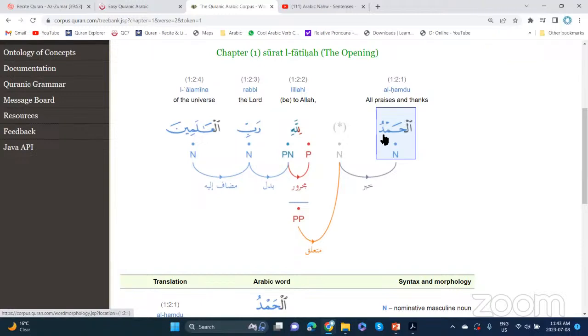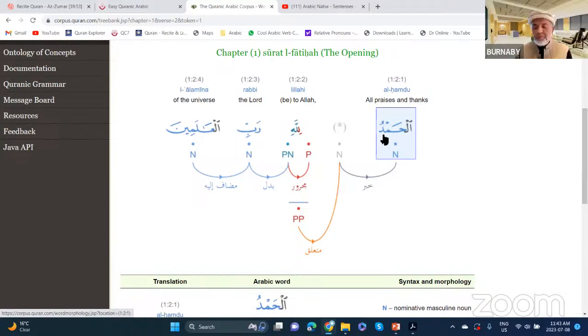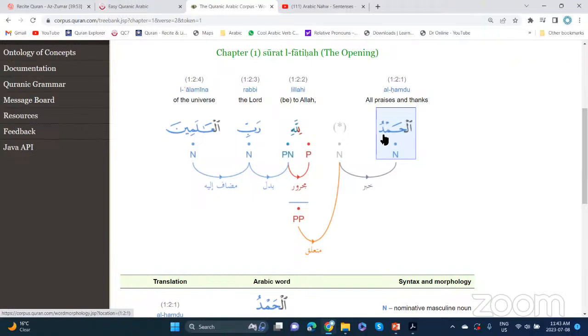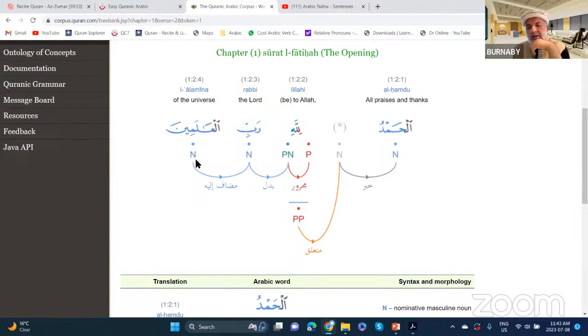Possession. No, because of the lillah. Jar. Yes. So is this a nominal sentence, by the way? Yes. Okay. Now, alhamdulillah, one thing we got that out of the way.